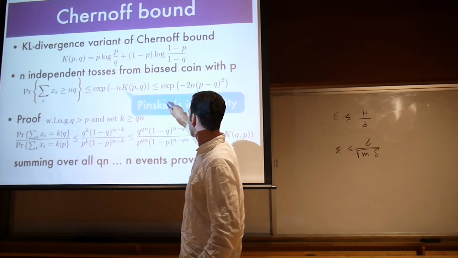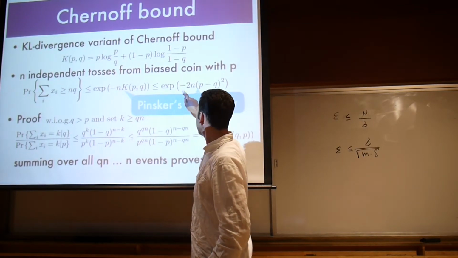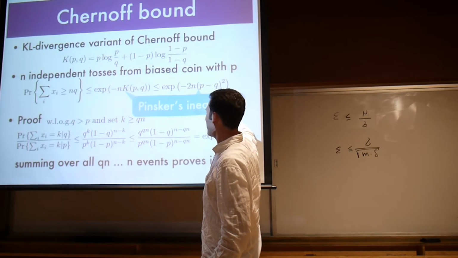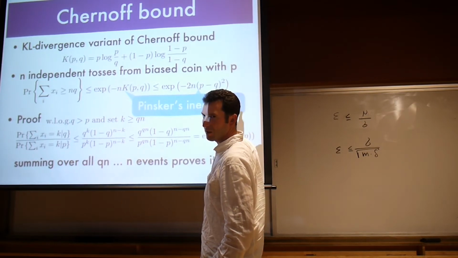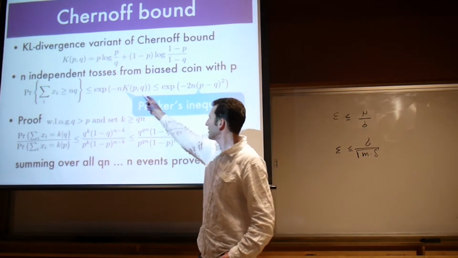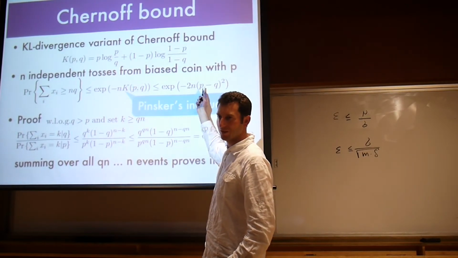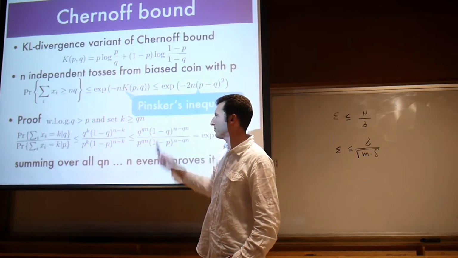And there's something called Pinsker's inequality. In its most basic form, it states that the KL divergence between P and Q is less or equal than 2 times (P minus Q) squared. We're going to derive that in a moment, but for the moment, just assume that. This is typically how you would see the Chernoff bound, but this is obviously tighter.